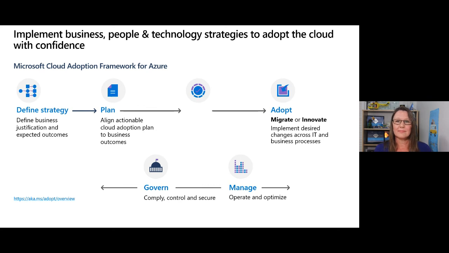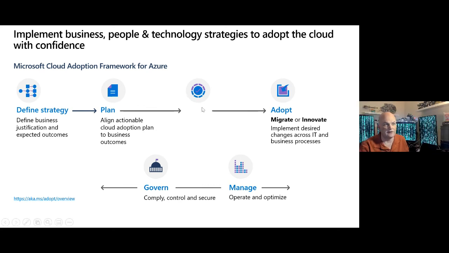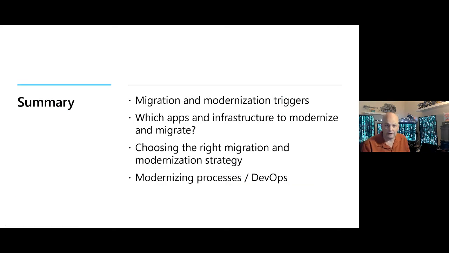Okay, so we are drawing towards the end of this particular session. In this session, we've talked about migration and modernization triggers and what the difference between migration and modernization is. We've talked about application portfolio assessments, and how you really need to have a good detailed look at what's going on with your applications and your infrastructure and figuring out how you actually go and migrate and modernize. You can choose the right migration strategy. So what is the right way to do it? Is it lift and shift?